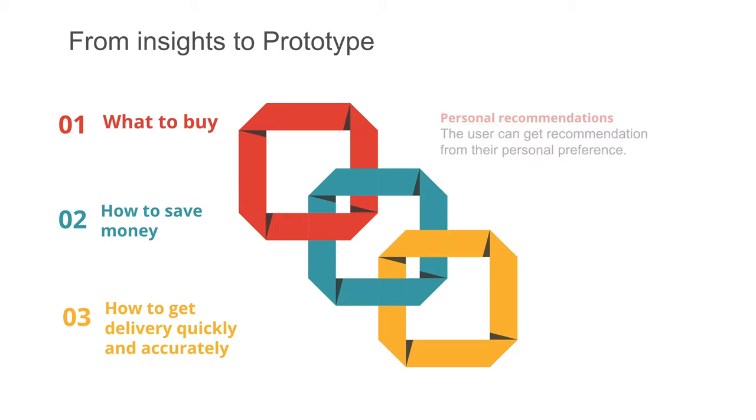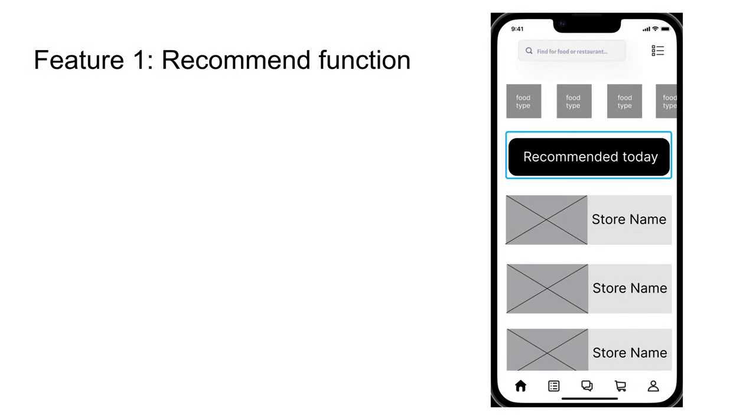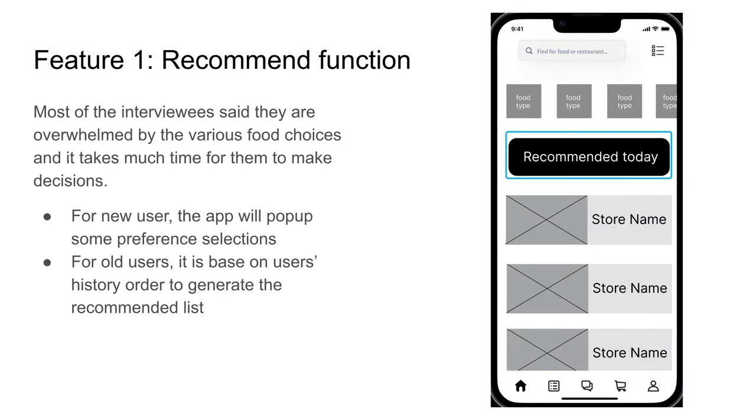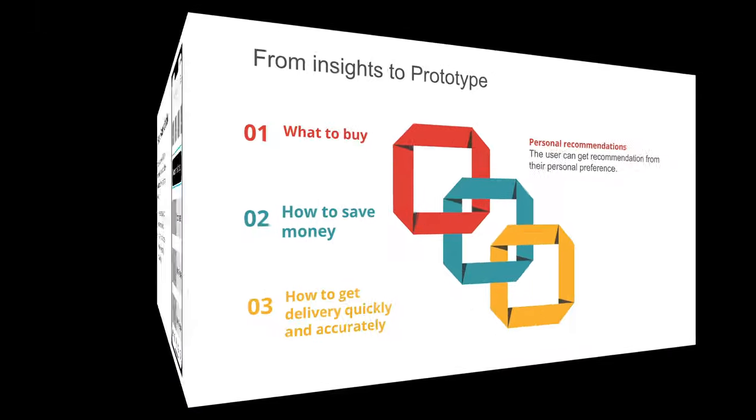First, we are going to help users decide what to buy, and we designed personal recommendations. Most of our interviewees say they are overwhelmed by the various food choices and it takes much time for them to make decisions. So just like on the right side, when users open the app, for new users, the app will pull up some preference selections. And for existing users, it generates the recommended list based on their order history.